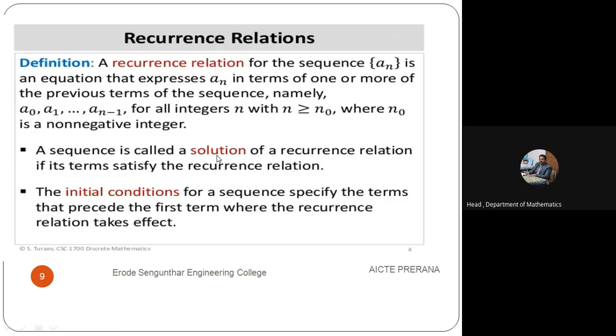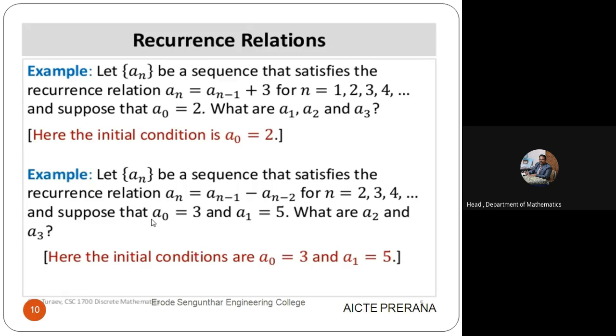A sequence is called a solution of the recurrence relation if its terms satisfy the recurrence relation. The initial conditions for a sequence specify the terms that precede the first term where the recurrence relation takes effect. We see one example for recurrence relation. Let an be a sequence that satisfies the recurrence relation an equal to an minus 1 plus 3 for n equal to 1, 2, 3, 4, etc. And suppose that a0 equal to 2. What are a1, a2 and a3?